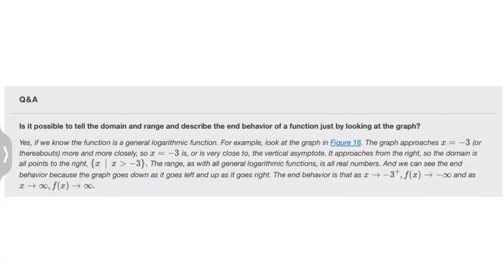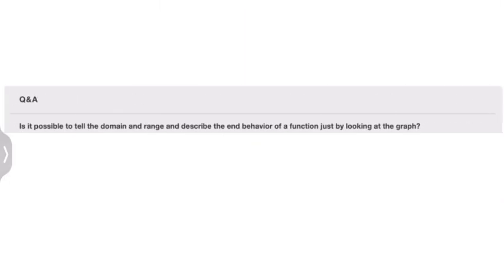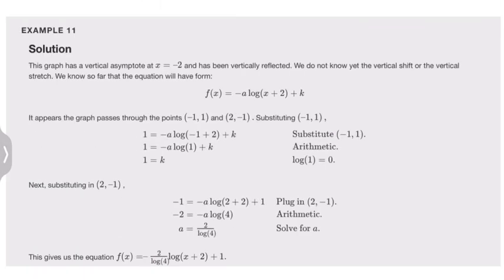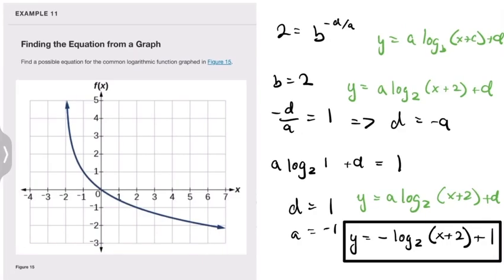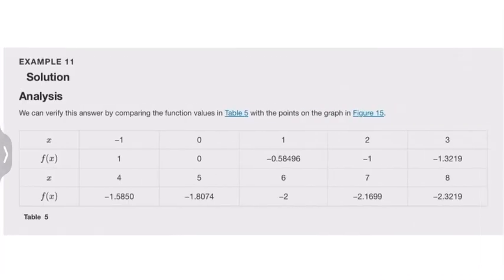For example, look at figure 16. It approaches x equals -3. Let me see. Oh, I guess we don't have that graph. Figure 16. That's 15. Yeah, it looks like we don't have that one.